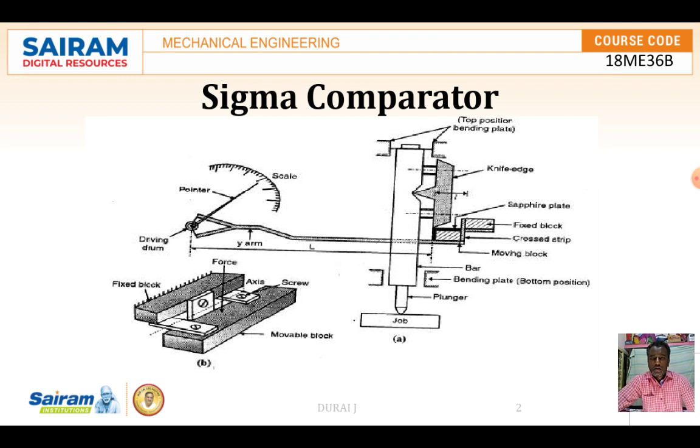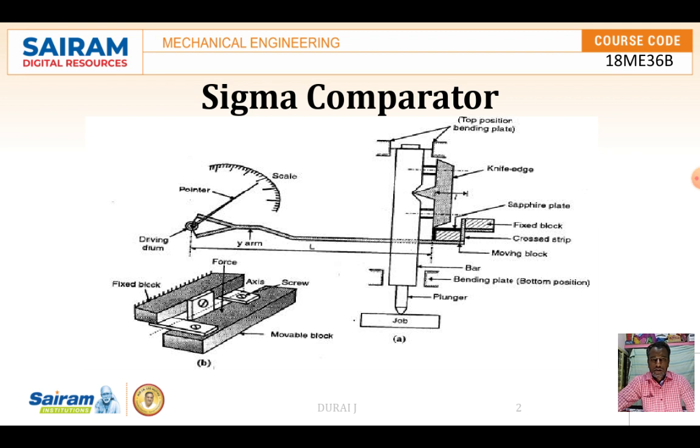In the sigma comparator, there is the Y-arm. Centrally on the Y-arm they place the driving drum, and only on the driving drum the pointer is fixed. Then the Y-arm is connected to the length L bar, and it is connected to the moving block and fixed block.